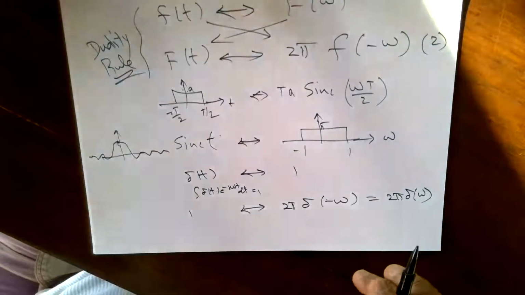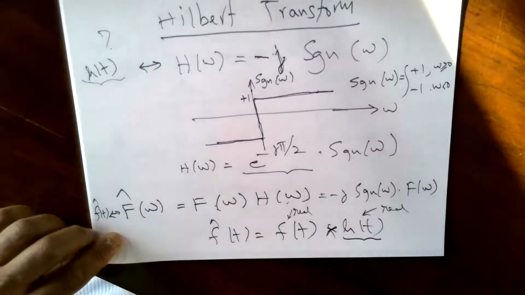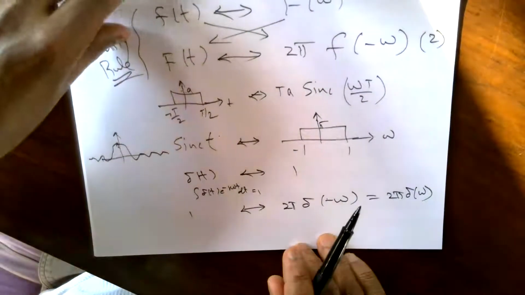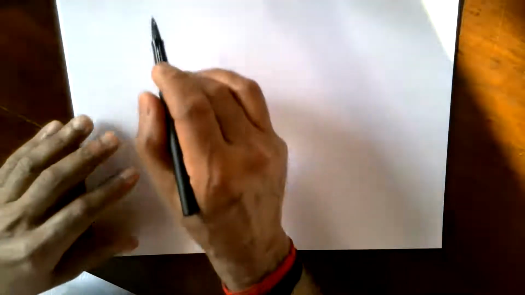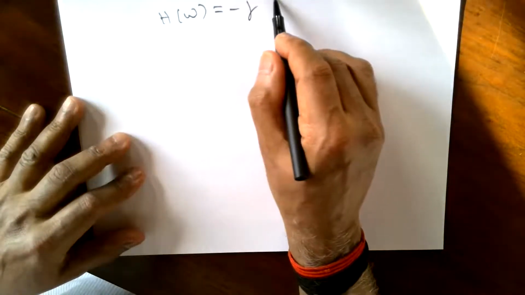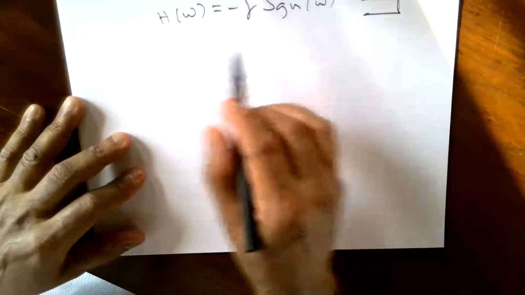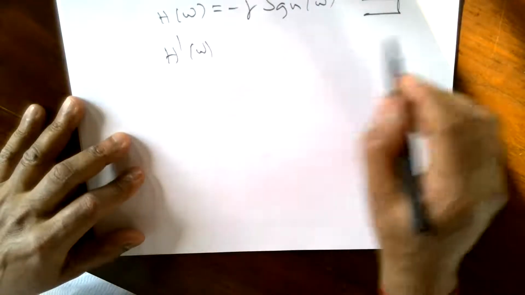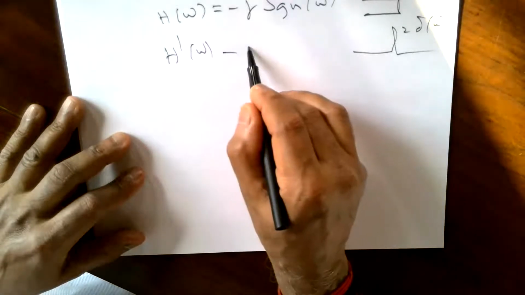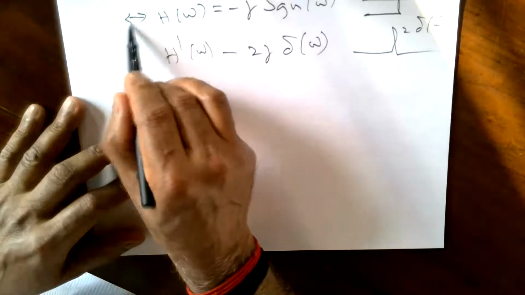So let's go back to our problem. Our problem is to find the impulse response corresponding to this Hilbert transform operation. Remember, H of ω is minus j sign ω. So sign ω is like this. If I take the derivative of H(ω), you will get an impulse, 2 times the impulse. So this is minus 2j delta of ω.